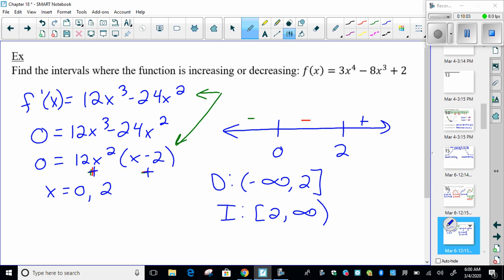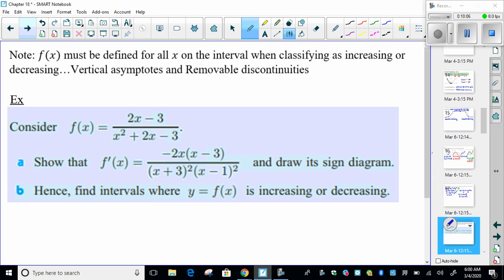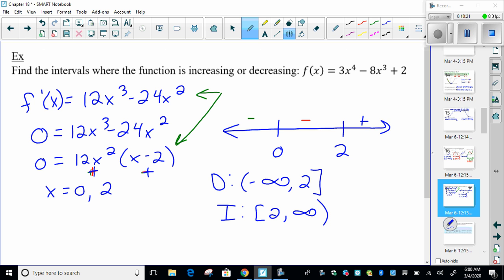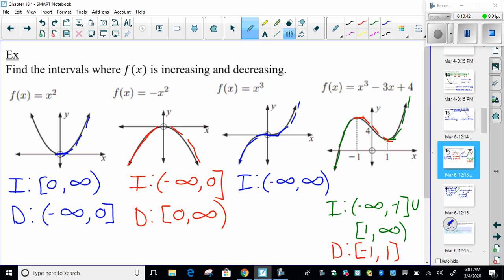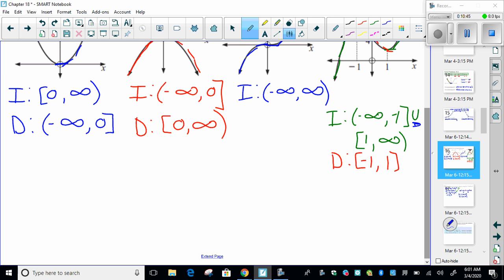Please keep in mind that in order for this to happen, f of x must be defined for all x's on the interval when classifying as increasing or decreasing. You have to be careful of vertical asymptotes and removable discontinuities. We have to exclude those values when we're doing our increasing and decreasing. So it might not be able to be this 2. This might have to be a parenthesis if it's excluding it. So maybe there's a removable discontinuity at 2 or a vertical asymptote at 2, something like that. That's where our sign diagrams and labeling things correctly is going to be important so that you can see where there are discontinuities, because you cannot include them in your increasing and decreasing function. It is very possible that you'll have to do unions with those.